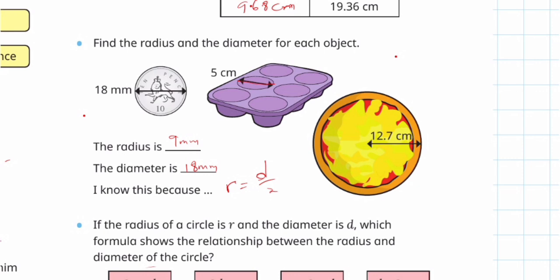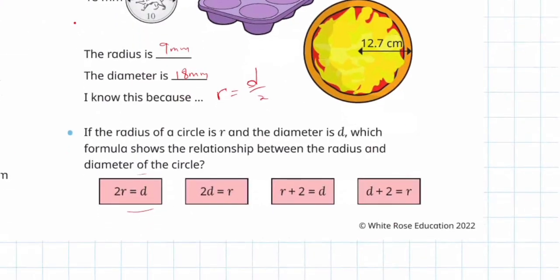That's very good. So if the radius of the circle is R and the diameter is D, which formula shows the relationship between the radius and the diameter of the circle? Which one is the correct answer here? 2R equals D, 2D equals R, R plus 2 equals D, D plus 2 equals R.